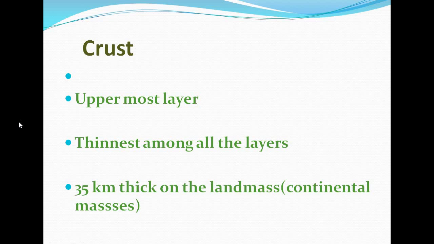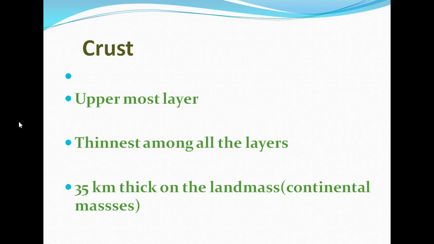So friends, first we will start with the first layer, that is the crust. As I told you, the crust is the outermost layer. The layer on the earth's surface, which includes the mountains, plateaus and plains, is known as the crust. It means the crust is the layer where all mountains, plateaus and plains are found. This is the uppermost and thinnest among all the layers.